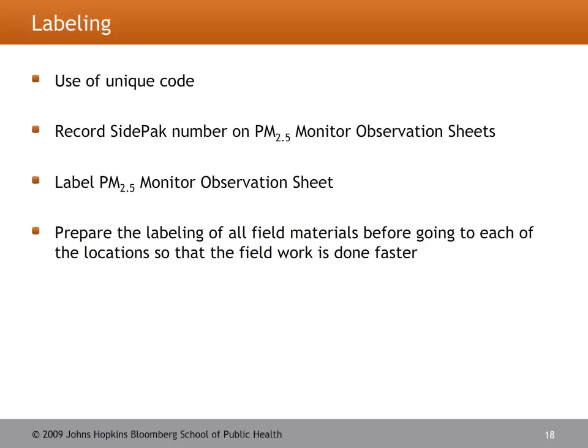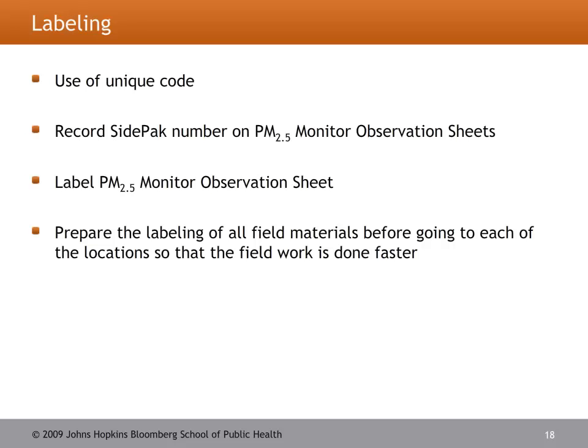In addition to just labeling the building and the building type, you'd also want to record the side pack number that you used out in the field on that particular day. This is important if you have multiple side packs going out, or if you're borrowing a side pack from an institution and sending it back so that data can be removed from it and analyzed in a remote location. This way they know what side pack corresponds to each of the different venues that you went to.